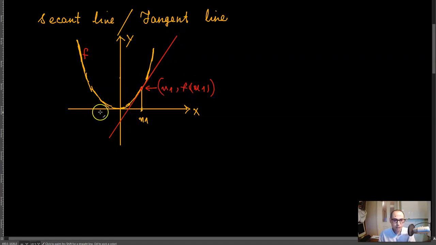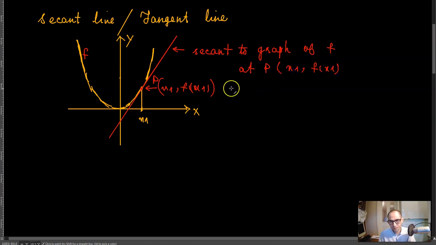If this line touches the graph of this function only at this point, which is x1 comma f of x1, then you would call this line secant to the graph of f at the point P, with coordinates x1 and f of x1. So this is a secant line. That means that a secant line goes through the graph of the function only at one point, right?